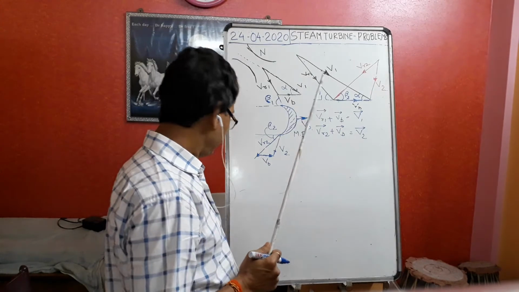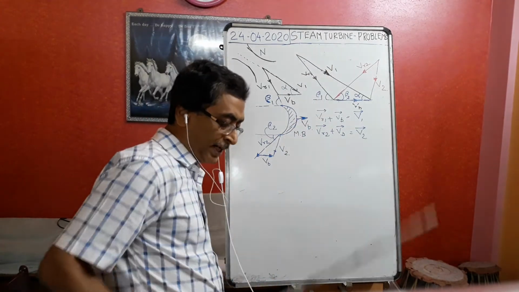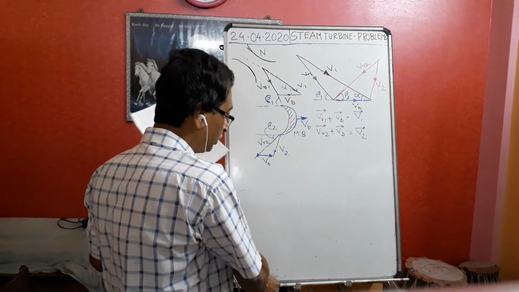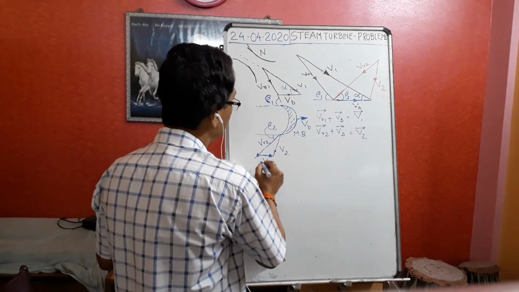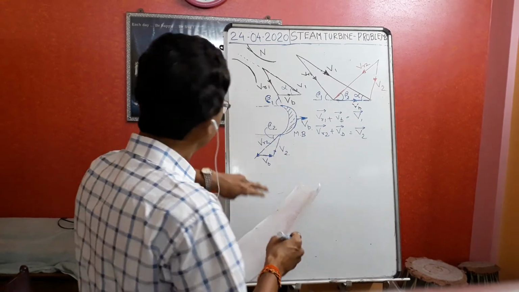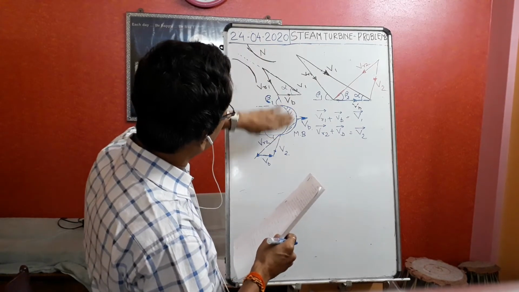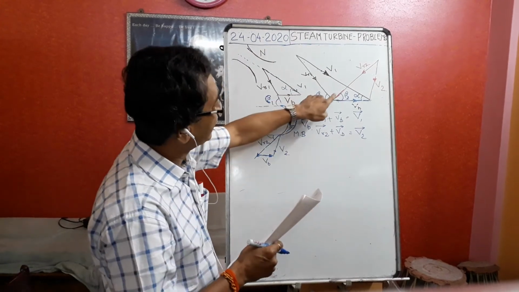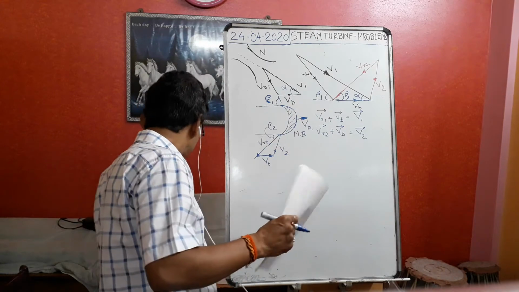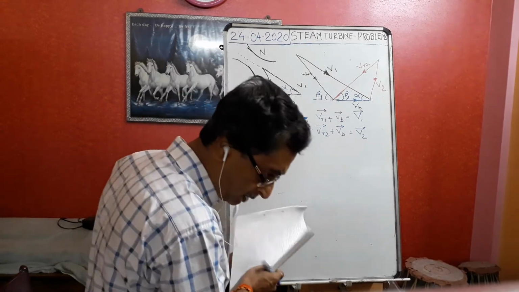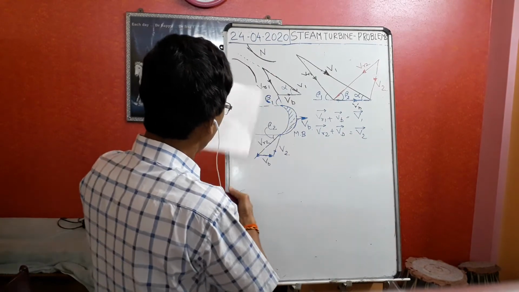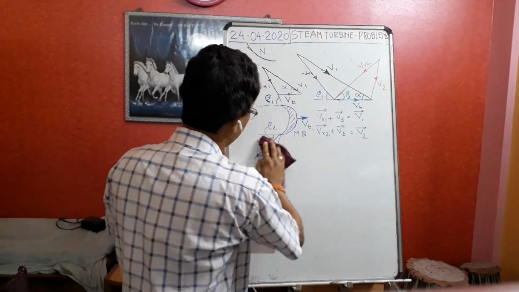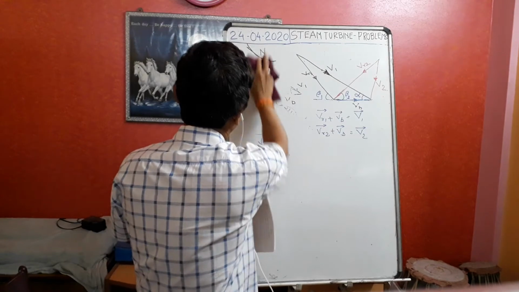Okay. Now I have already shared the problems with you. So let us discuss the first problem. You have understood that this is a nozzle and the moving blades, and this is not required, but the velocity diagram is required. So I am erasing these parts.